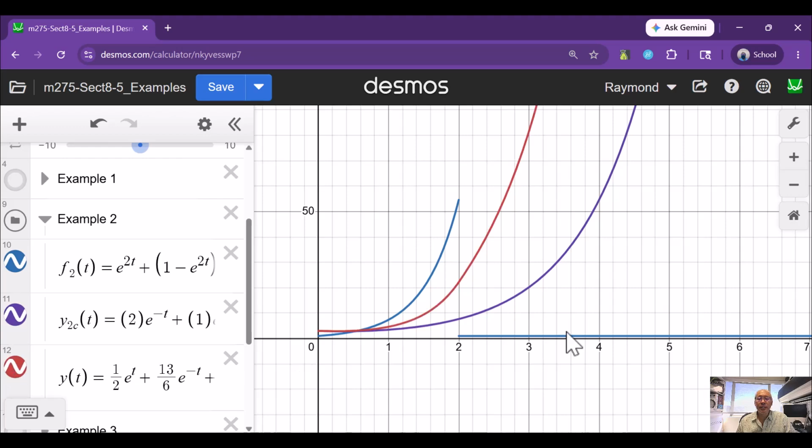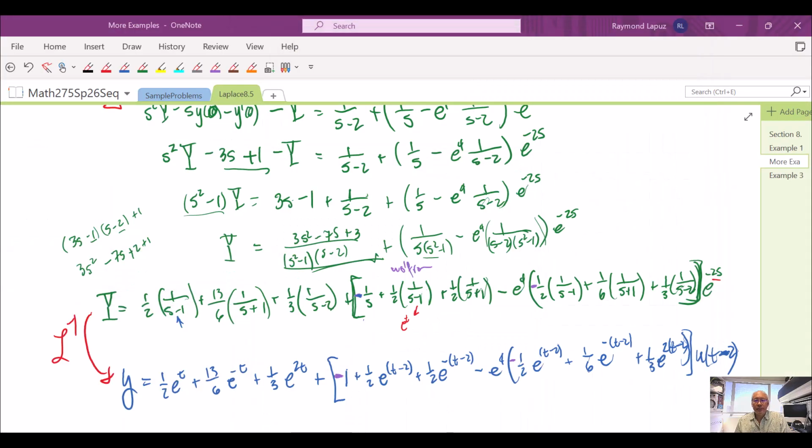Solution needed to be continuous even at that break. So the original f of t piecewise function breaks off here, but the solution needs to be continuous. And also smooth enough because the derivative also has to be continuous. Okay, all right, that's our second one.